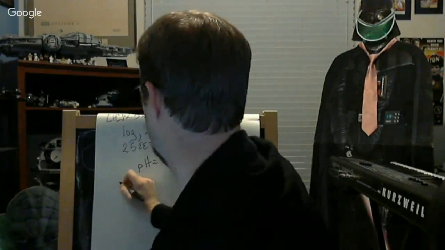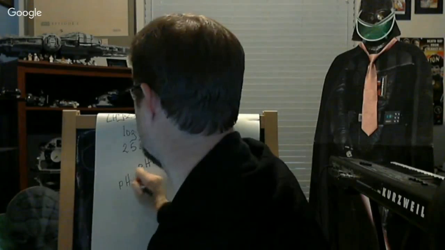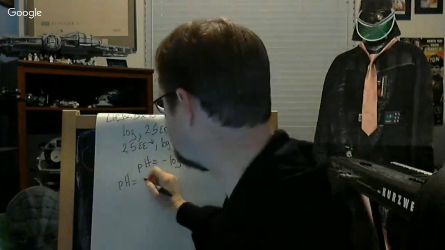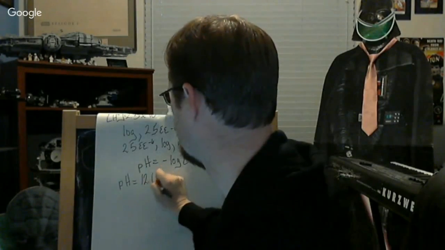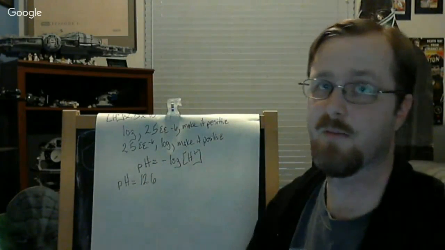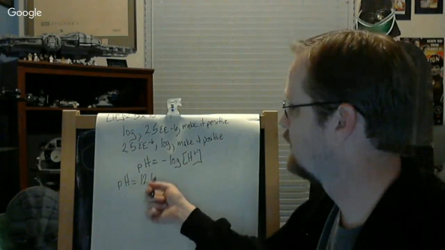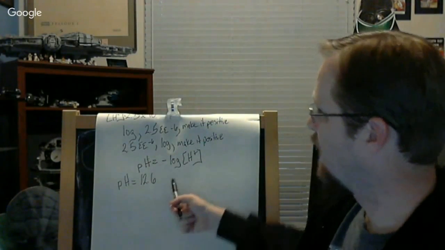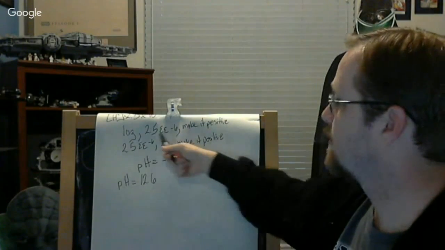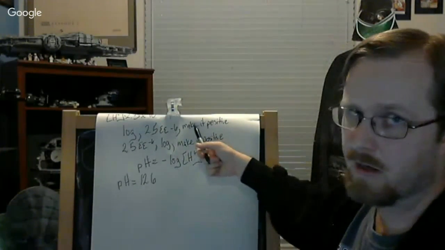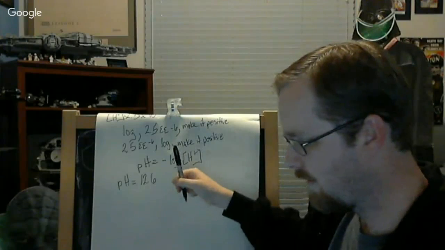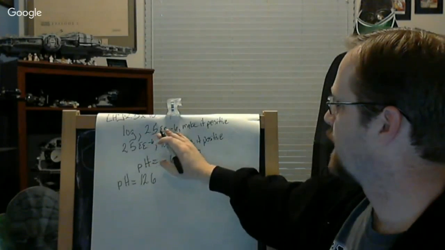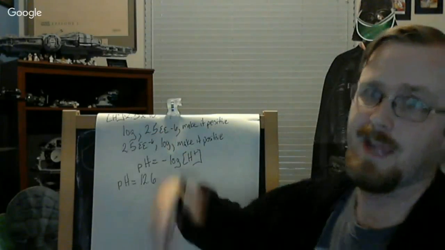Okay, let's say that we have a pH of, I don't know, 12.6, and we want to find the relative hydrogen concentration. All right, well, you're going to do the exact opposite process of what you did up here. So instead of using the log, we use the anti-log.